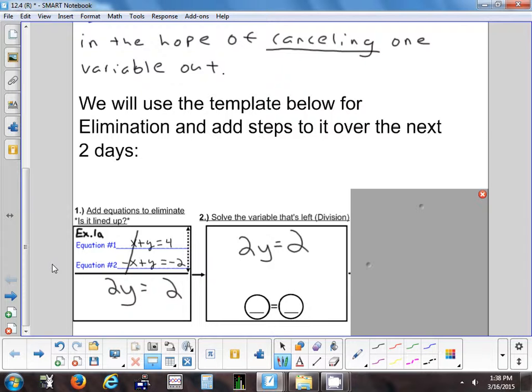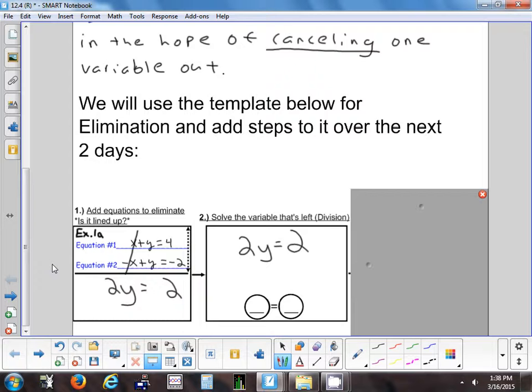Now understand, tonight when you have homework, the steps aren't going to be written on the top. On the test on Friday, the steps aren't going to be written on the top. Mr. Hager has no problem if you want to use this sheet on Friday, on the test, to remind you of the steps. That's perfectly fine. But just understand, these steps aren't going to be written on the template on your homework or on the examples we're going to do in a little while. So we want to solve the variable that's left, use division.